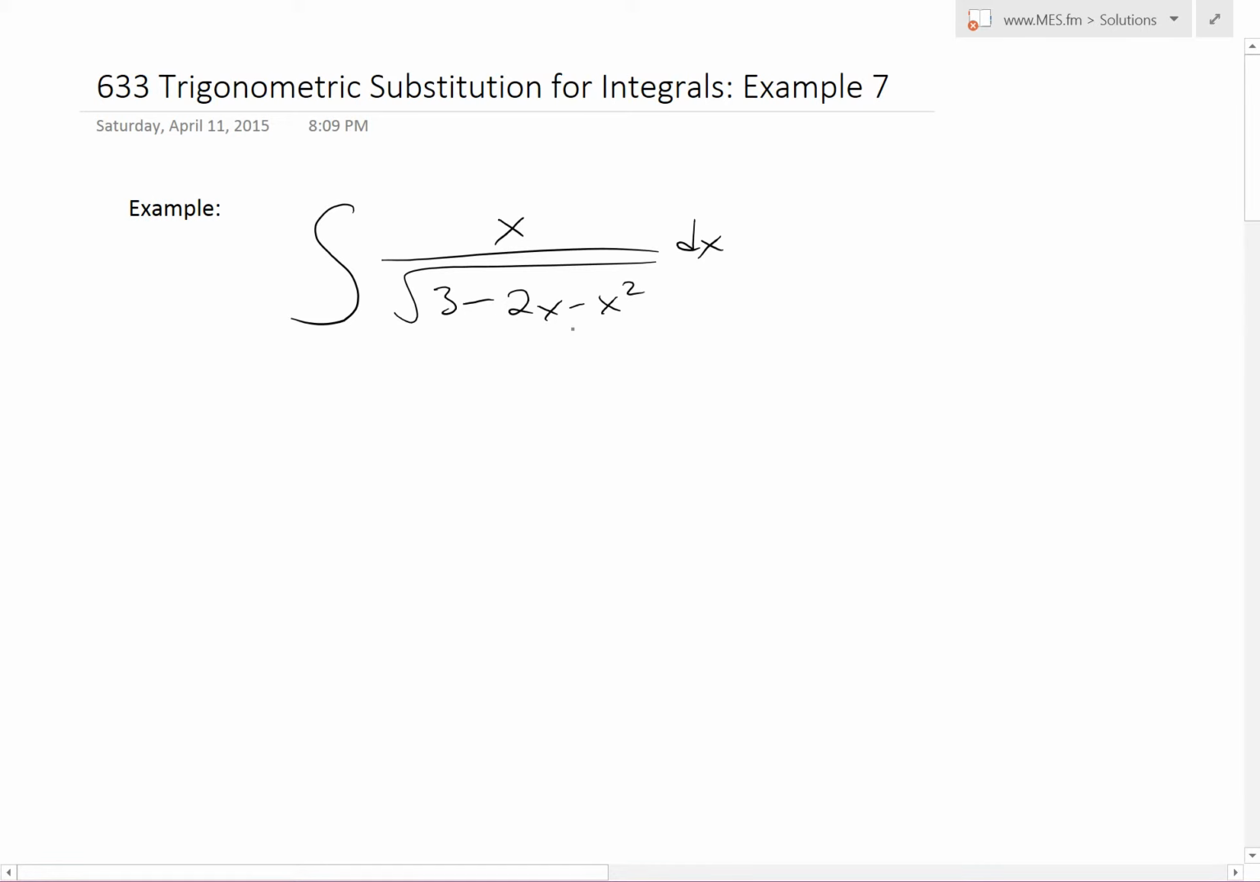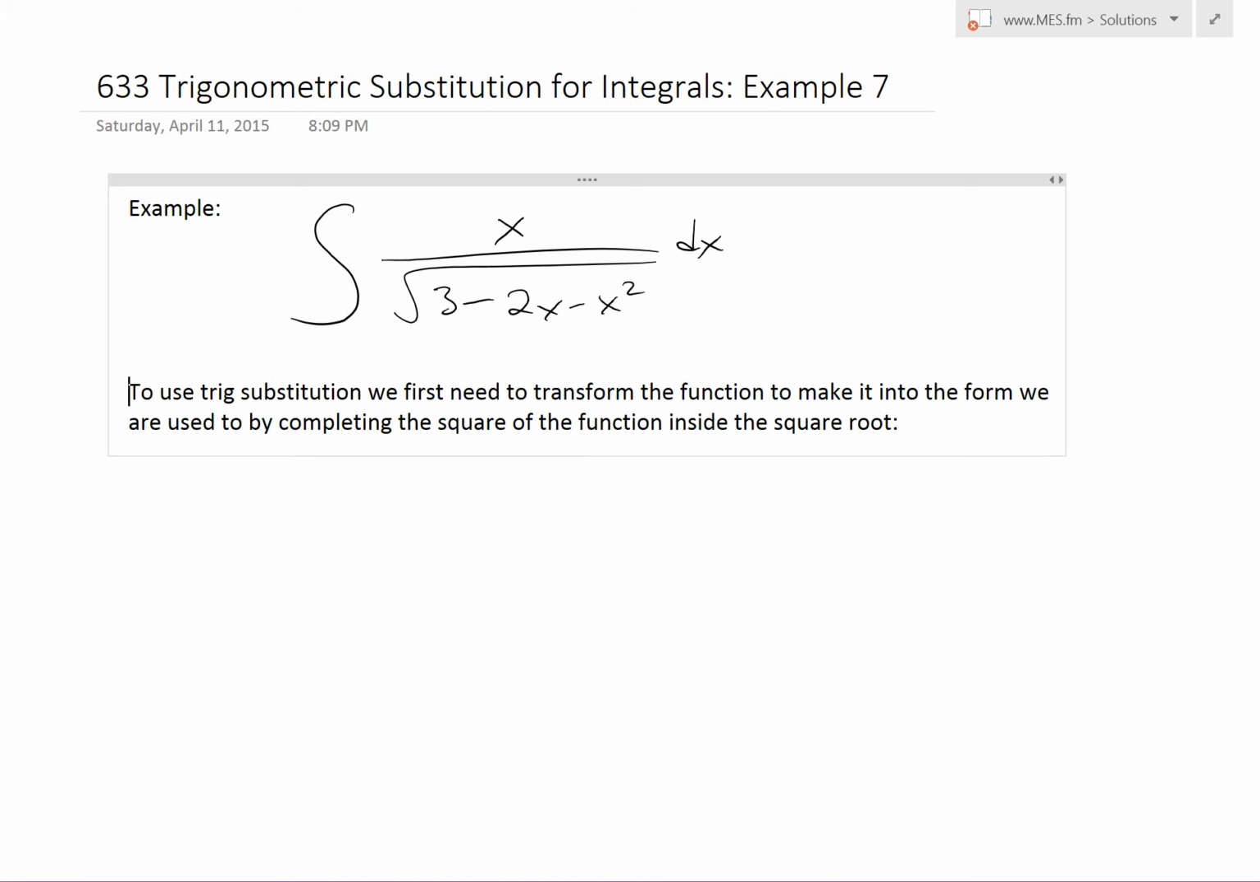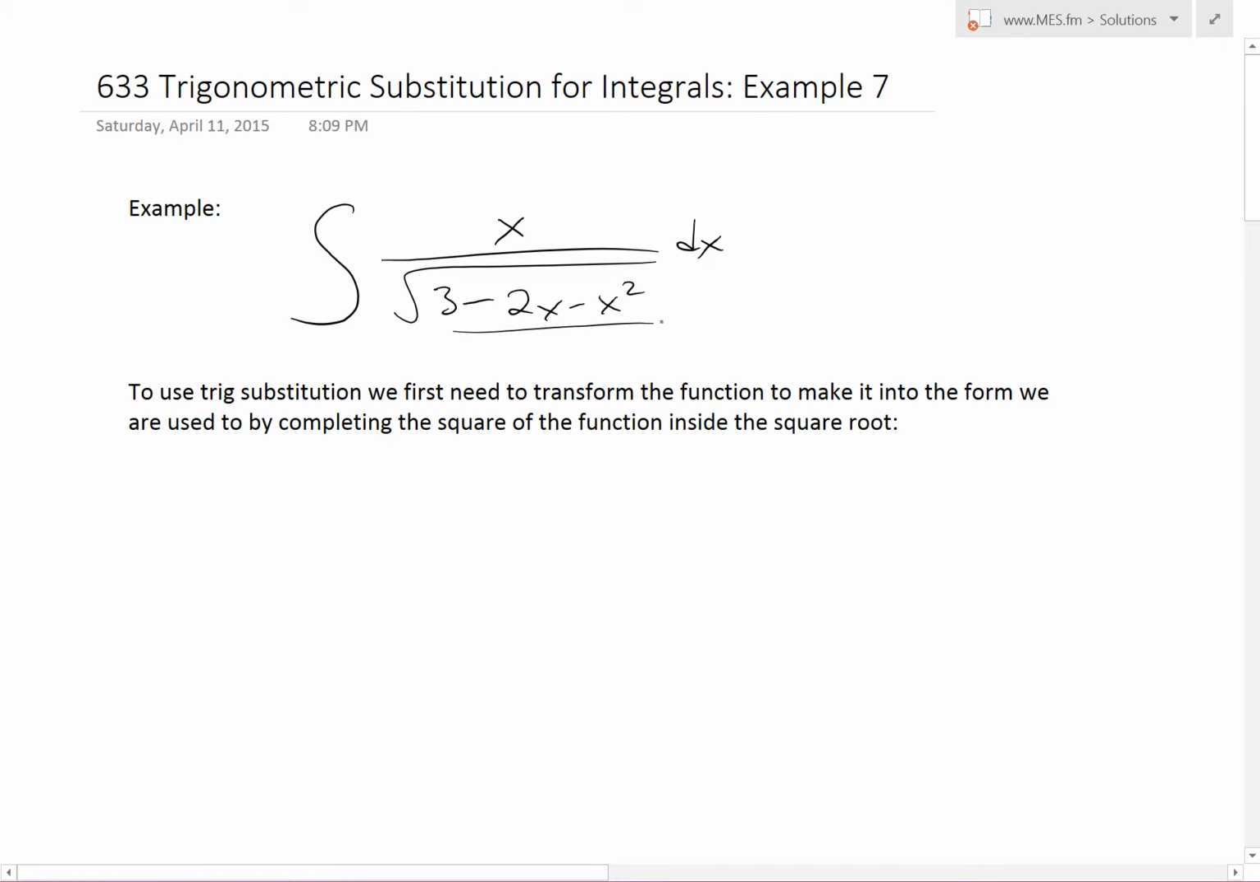But we could actually change that. If we look at this function inside the square root, we could actually manipulate it to use trig substitution. So basically, to use trig substitution, we first need to transform the function into the form that we are used to, like the ones I went over in my earlier videos, by first completing the square of the function inside the square root.